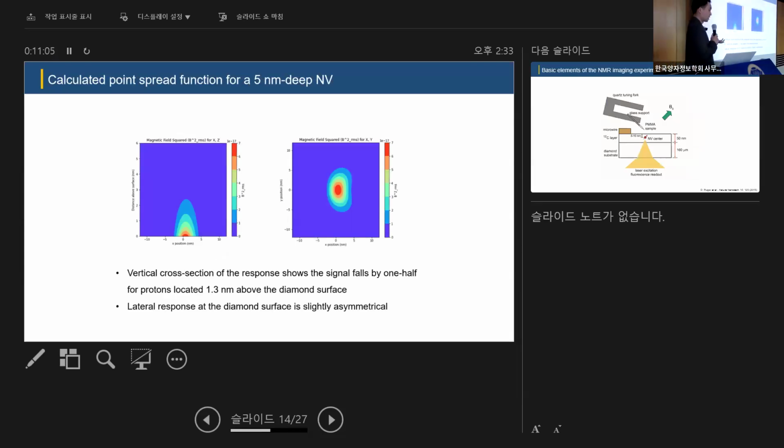In terms of where the signals are coming from, you can calculate the point spread function. As you see, most of the signals originate from a depth of approximately 2 nanometers. So it's only sensing a very shallow region, and that's because the field falls off so quickly. Since we are detecting unpolarized nuclear spins, we have to sense B squared, which goes as 1 over d to the 6th. Similarly, the lateral resolution is of the order of the depth of the NV center. So to improve both of these, we would like to go even shallower.